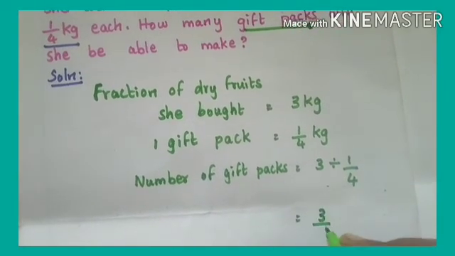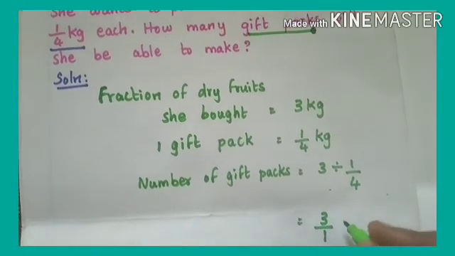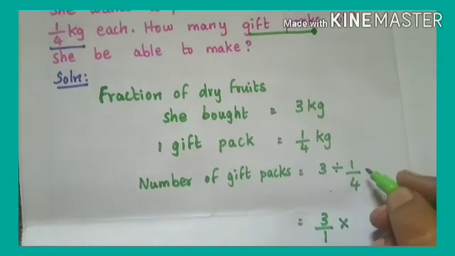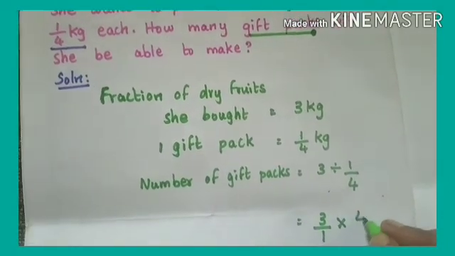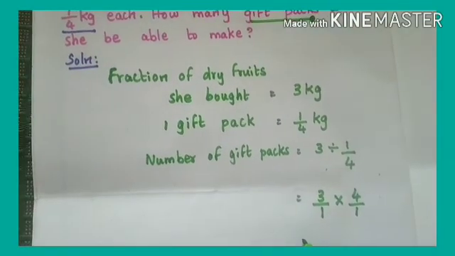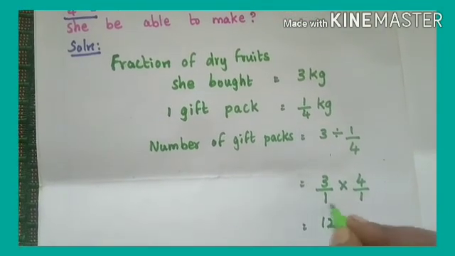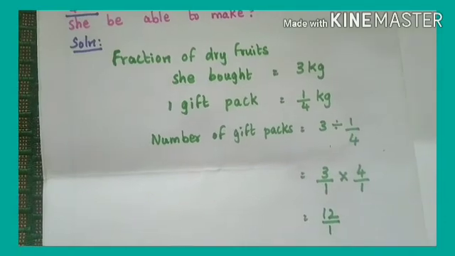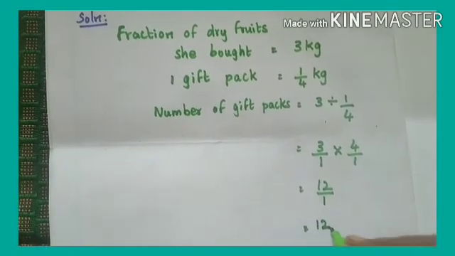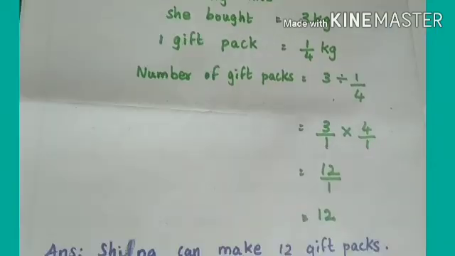First fraction do not change. Then convert the division into a multiply sign. Then we have to write the multiplicative inverse of 1 by 4, that is 4 by 1. Next, is there any common factor between the denominator and numerator? No. Let's multiply the numerators, that is 3 fours are 12. In the denominator, 1 one is 1. 12 by 1. We get the answer, 12. Answer is Shilpa can make 12 gift packs.